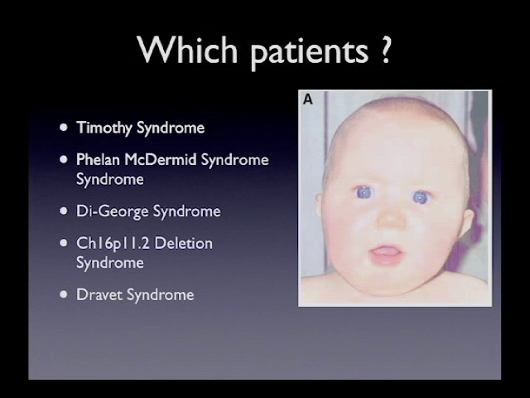So we have kids, for example, with Timothy syndrome, which is a mutation in a calcium channel. We have kids with Phelan-McDermid syndrome. They have mutations in a synaptic protein. I'll talk about these two. But we also have ongoing studies on kids with DiGeorge syndrome, a big collaboration with the Simons Foundation on kids with 16p11.2 deletion syndrome, kids with Dravet syndrome, and kids with mutations in a protocadherin that leads to early onset epilepsy and autism. Okay, so those are the patients. We're going to focus on Timothy syndrome and Phelan-McDermid syndrome for the purposes of this talk.